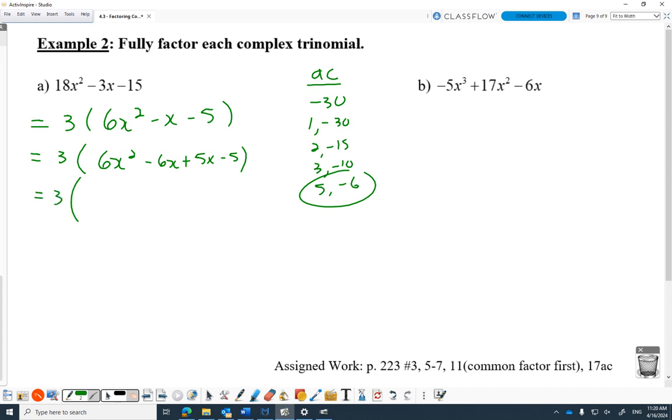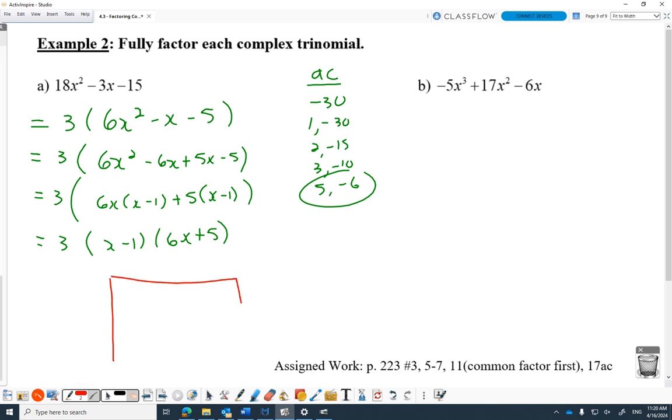common factor of the first set, 6x, x minus 1. Common factor of the second set, 5 and x minus 1. And then I get this. Okay, and I promise to do the same thing in red.